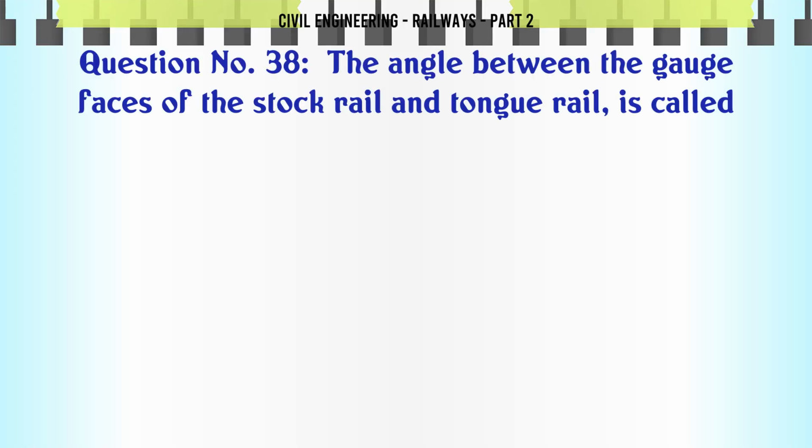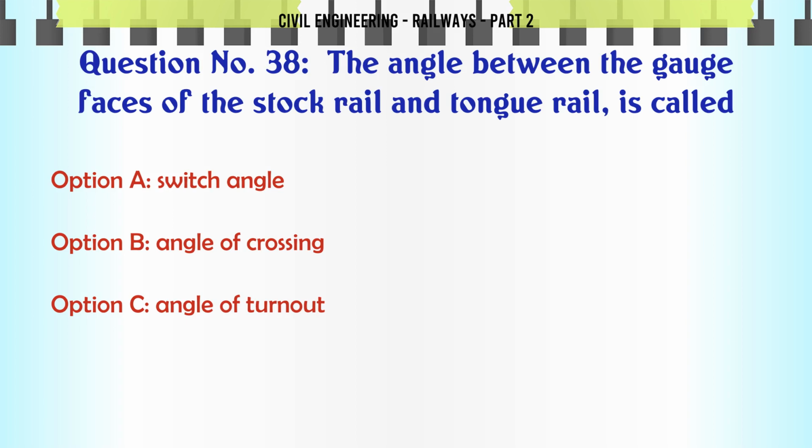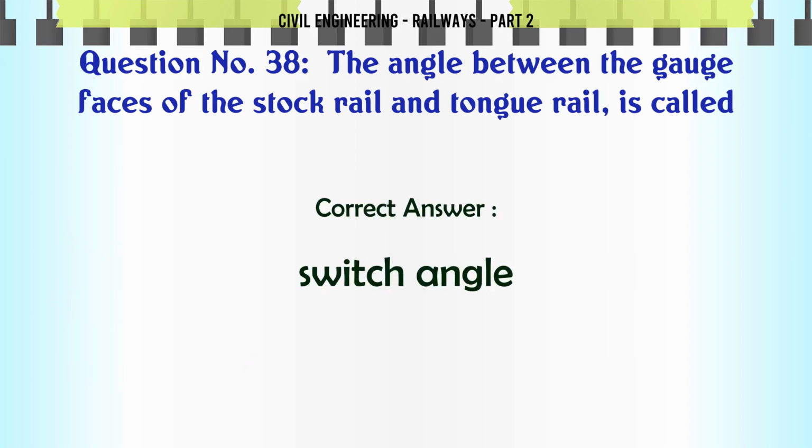The angle between the gauge faces of the stock rail and tongue rail is called A. Switch angle, B. Angle of crossing, C. Angle of turnout, D. None of these. The correct answer is switch angle.